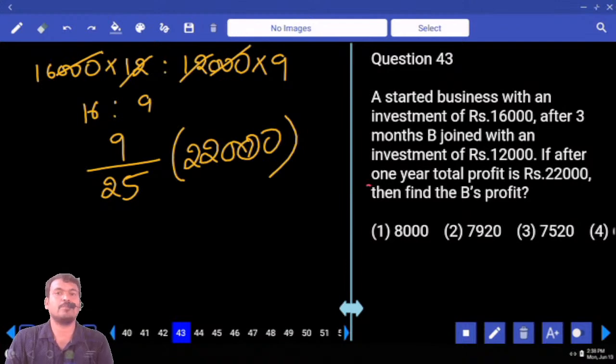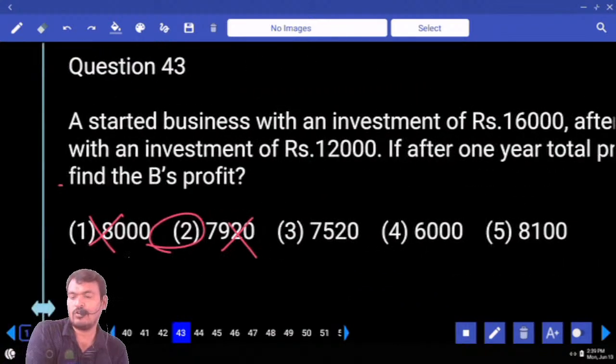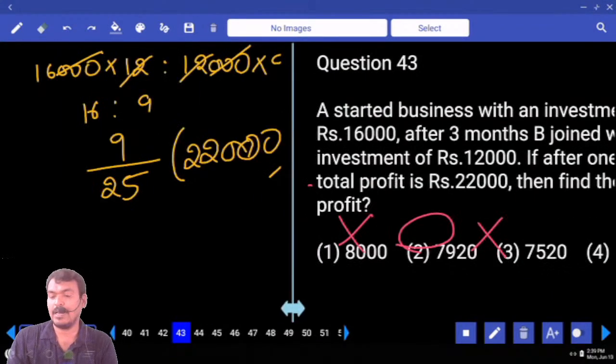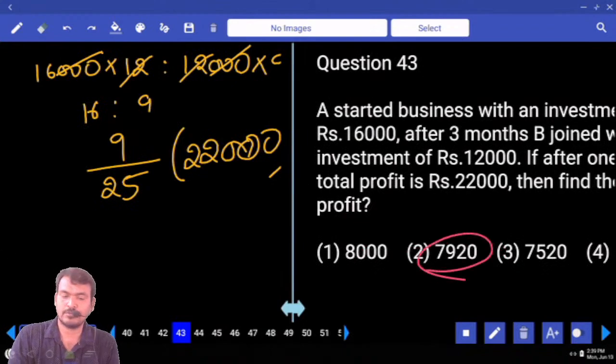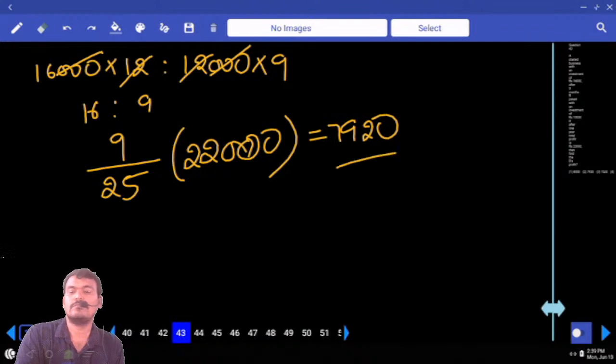22 means it should be a multiple of 11. First option, 11 multiple? No. Second option, yes. Third one, no. Fourth one, no. Fifth one, no. So the answer is the second option, that is 7920.